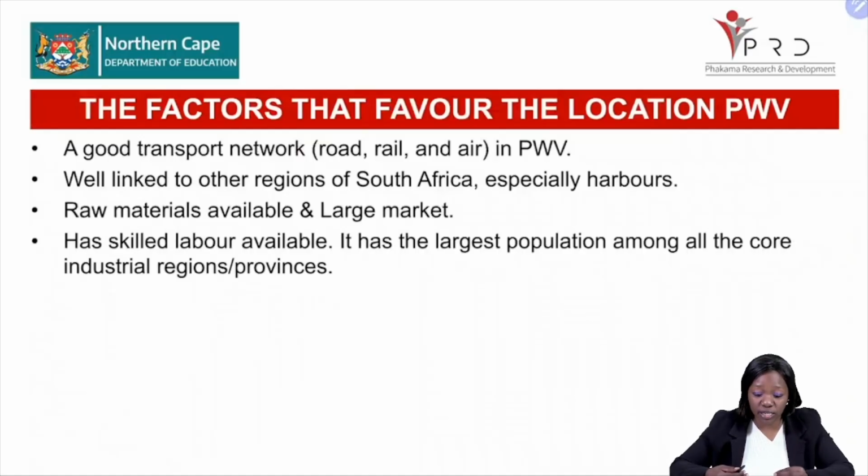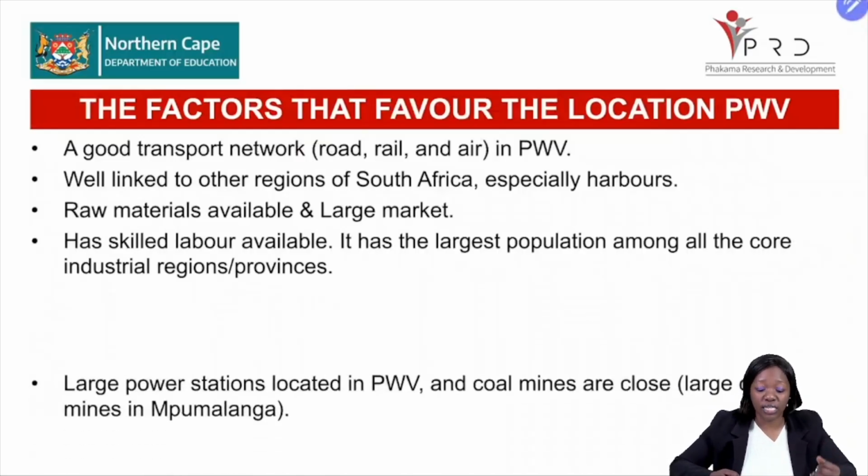Then we're looking at, we said this region attracts a lot of people, so there's a high population in this area. That being said, there is a skilled labor that is available. They do not have to outsource because a lot of people are interested in this region. It has the largest population amongst the core industrial regions as well as the provinces. With the largest population, even when it comes to the government allocation, because Gauteng has more population, they are also allocated more in terms of the services.